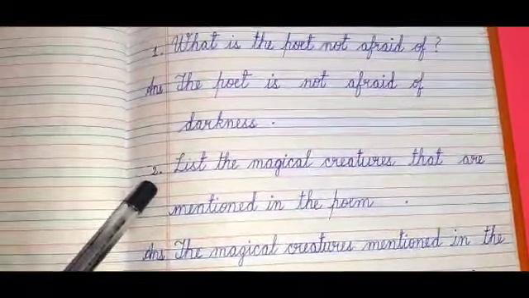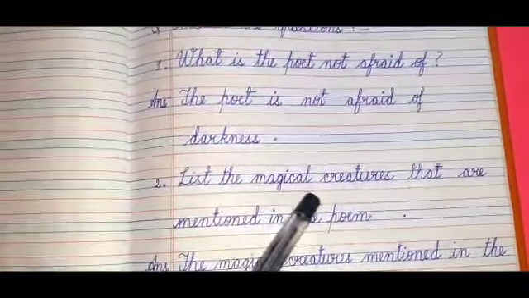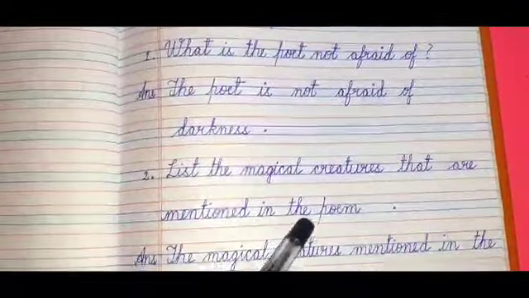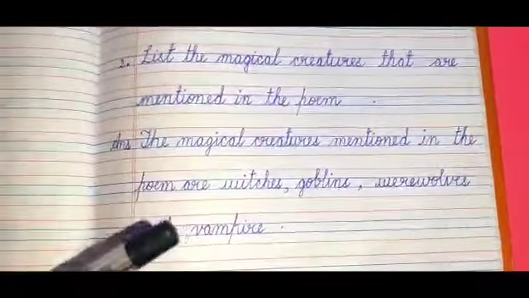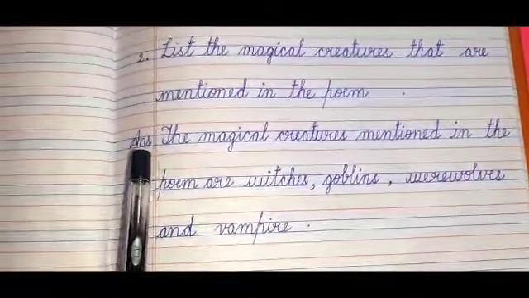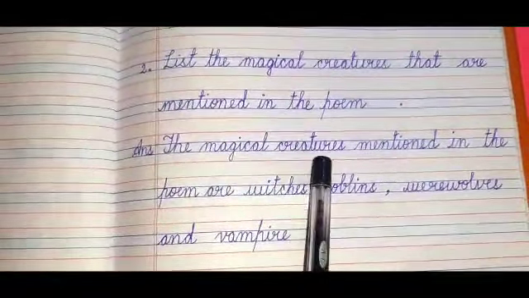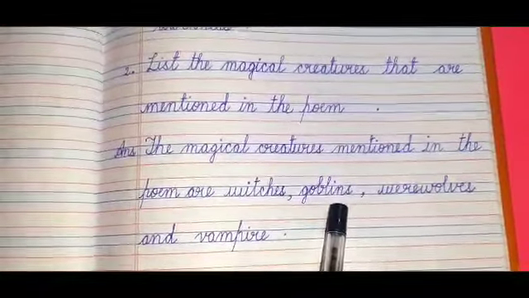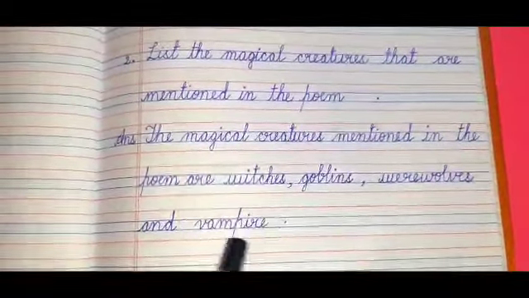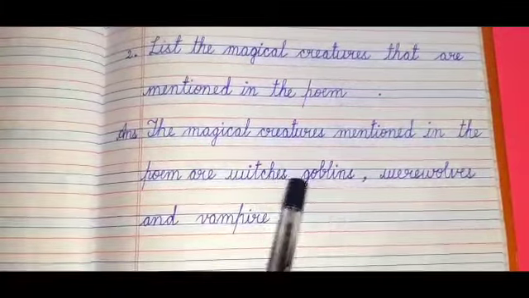The next question is question number 2. List the magical creatures that are mentioned in the poem. So we have discussed the poem. The poem has the mention of so many magical creatures. So the answer will be, the magical creatures mentioned in the poem are witches, goblins, werewolves and vampire, full stop. And we'll put commas here.